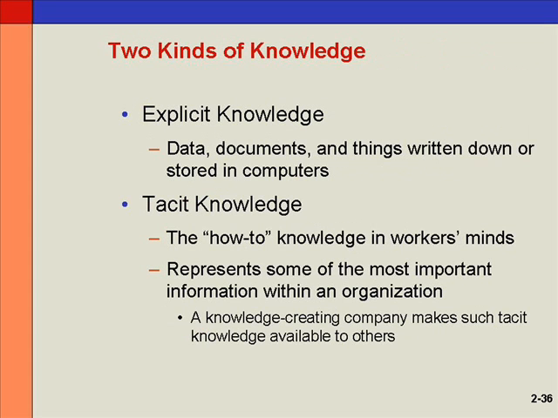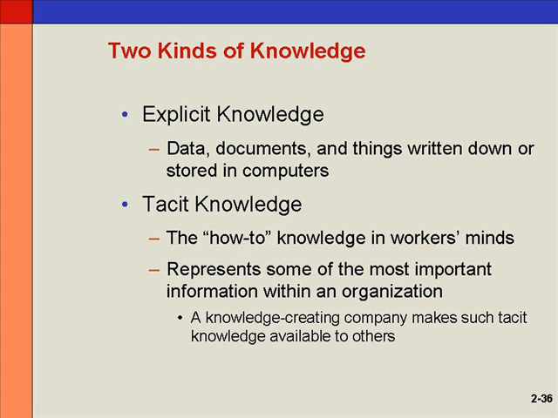You probably never thought about there being a couple kinds of knowledge. There's, of course, explicit knowledge, which is the things written down or stored in computers, data, documents, things like that. Explicit knowledge. That's stuff you can retrieve and see and share. What about tacit knowledge, the how-to knowledge? That's the tribal knowledge in workers' minds. It represents some of the most important information within an organization, and is hardest to replace when the one with that inside his head leaves you. A knowledge-creating company makes such tacit knowledge available to others.